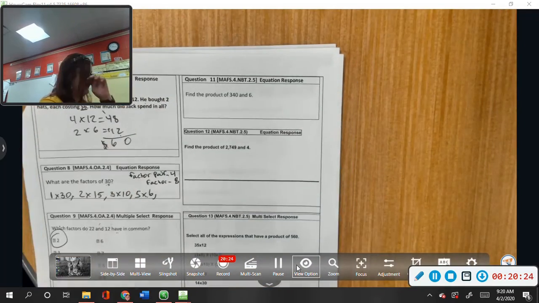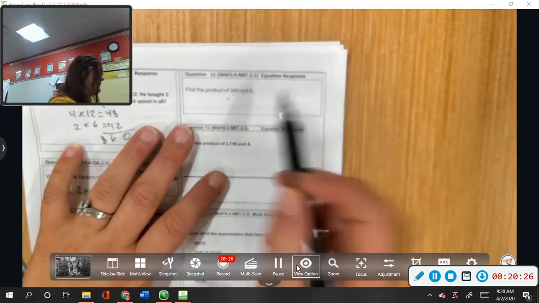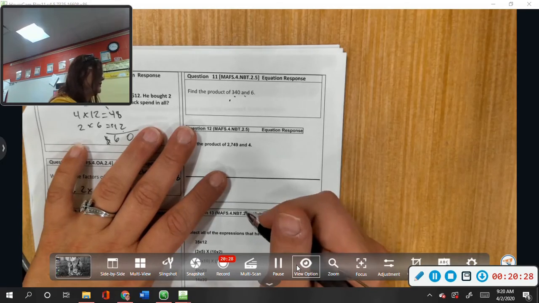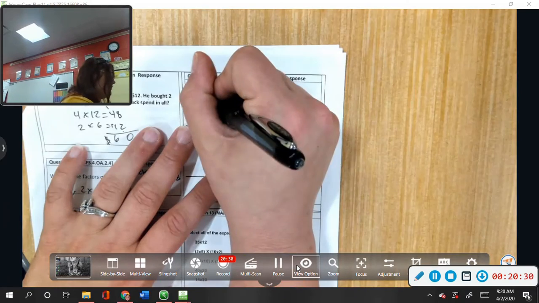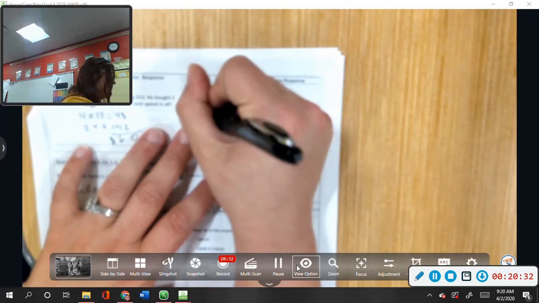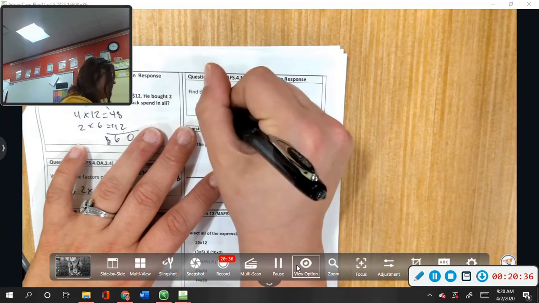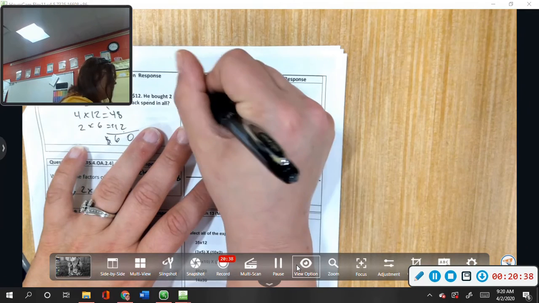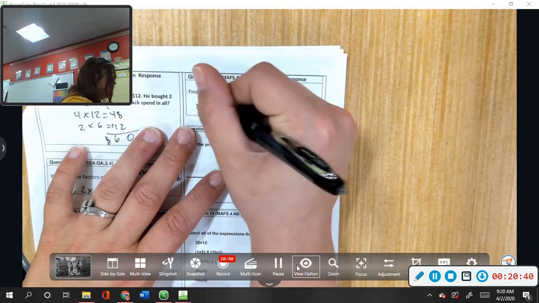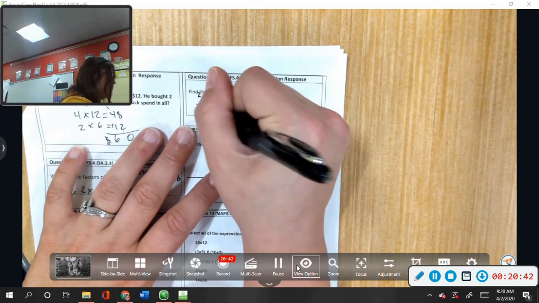Going down, find the product of 340 and 6. Well, you can do the standard algorithm way. 340 times 6, and go through and say 6 times 0 is 0, 6 times 4 is 24, carry your 2, 6 times 3 is 18, 19, 20.